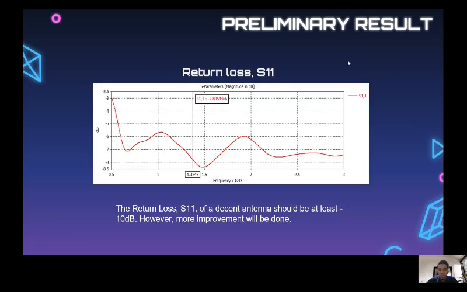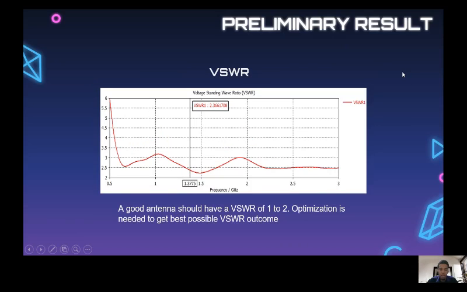Return loss S11. The return loss S11 of a decent antenna should be at least 10 dB. The lower the S11, on the other hand, the significantly superior. However, more improvement will be done to stabilize the return loss. Next is VSWR. A good antenna should have a VSWR of 1 to 2, so further improvement is needed to optimize the circuit and get the best possible result for VSWR.